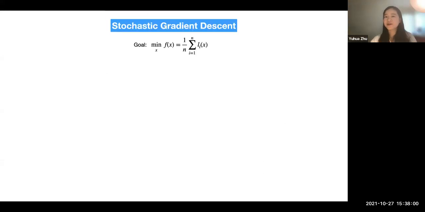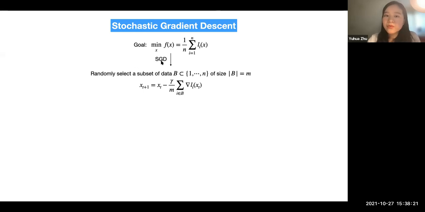So how does that relate to machine learning problems? A lot of machine learning problems end up solving an optimization problem. For example, in this example, they're solving a loss function, which is an empirical mean over a data set of size n. And if we apply stochastic gradient descent, what they do is randomly select a subset of data of size m, where m is much smaller than the total number of data n. The parameter is updated according to the empirical mean of the gradient for this subset of data. And this gamma is the learning rate.